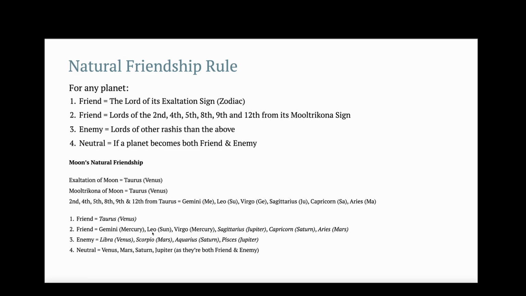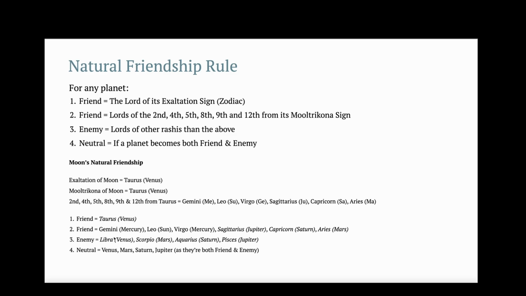The other way we can calculate is we have these different signs 1, 2, 3, 4, 5, 6, 7. Now the remaining signs we can just figure out from after we mention these. Then the remaining signs are Libra, Scorpio, Aquarius, and Pisces. So these are the enemies of Moon.